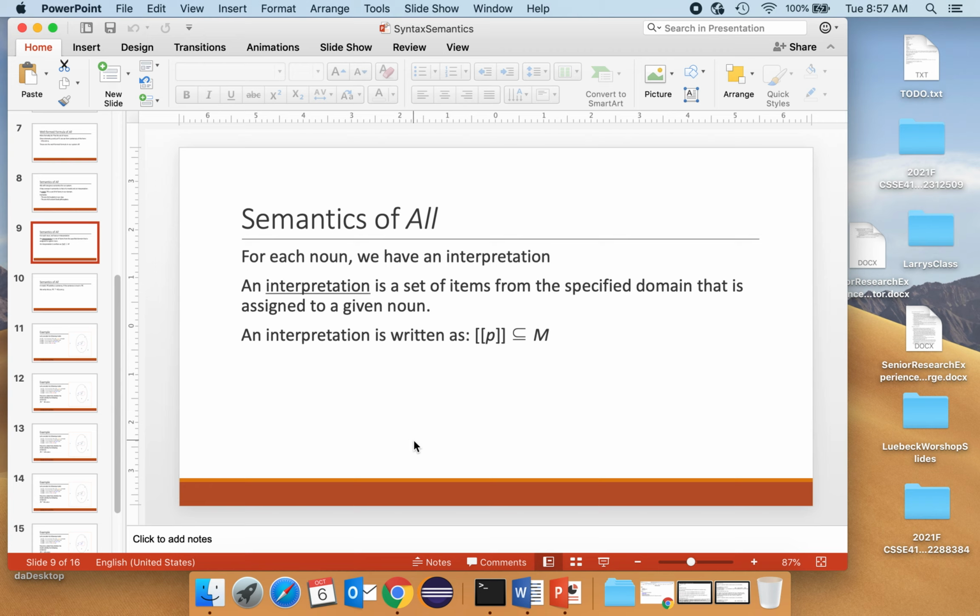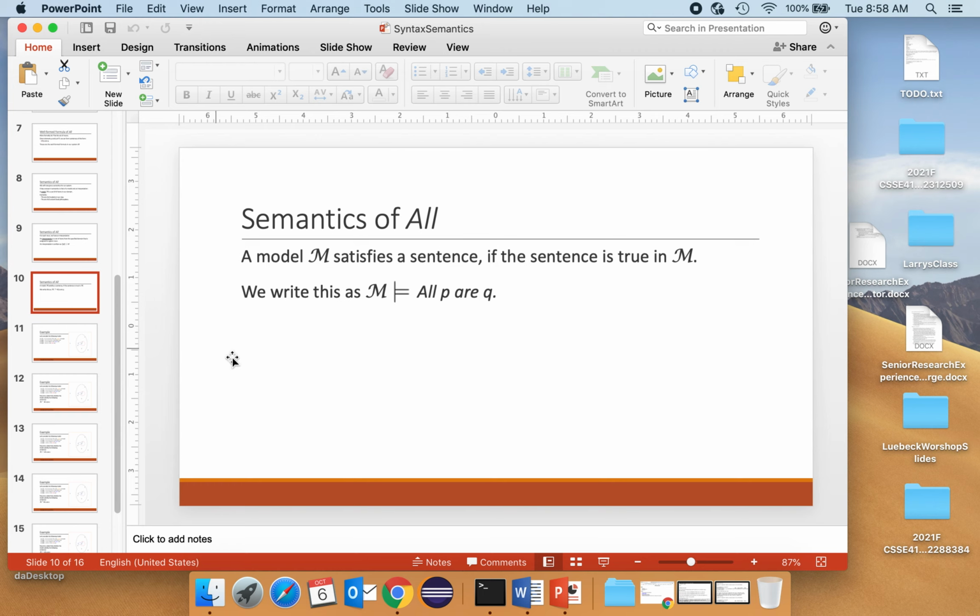So for each noun, we have an interpretation. The interpretation is a set of items from the specified domain that's assigned to that noun. Technically we write that the interpretation of P is a set, and that is a subset of M. It can be empty, it can be the entire set, or it can be particular subsets of that set M. So that's the interpretation of a noun.